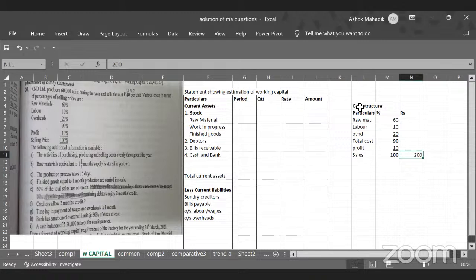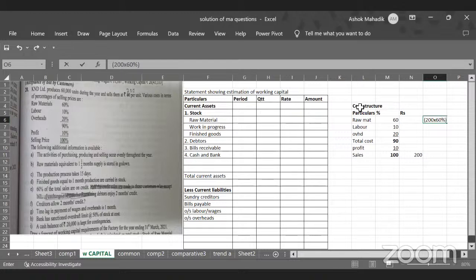Now you apply the given percentage on this selling price. How much is raw material? They said 60%. Then calculate 60% of 200. What you will do? Calculate 60% of 200. Okay, 200 into 60%.